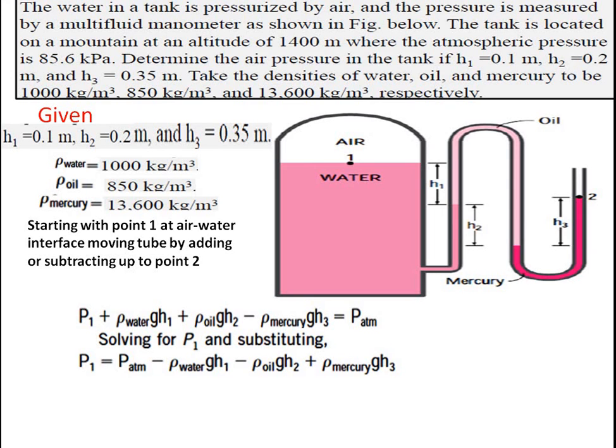Solving for P1 and substituting the values, P1 is equal to P atmospheric minus rho water g h1 minus rho oil g h2 plus rho mercury g h3.